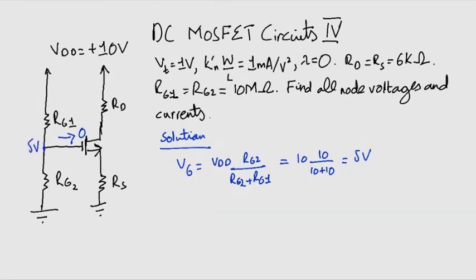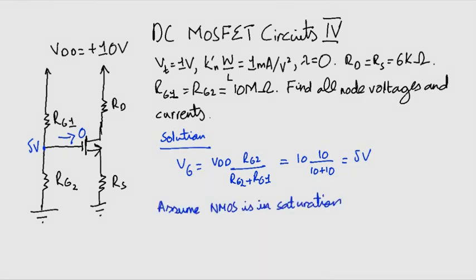With this positive voltage at the gate, the NMOS transistor will be turned on. However, we do not know which mode the transistor will be operating in. Namely, will it be in triode or in saturation?